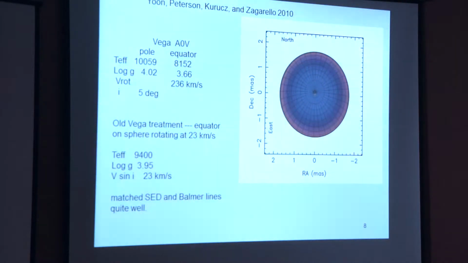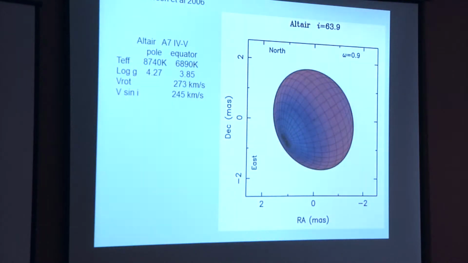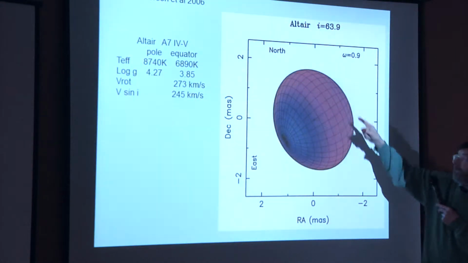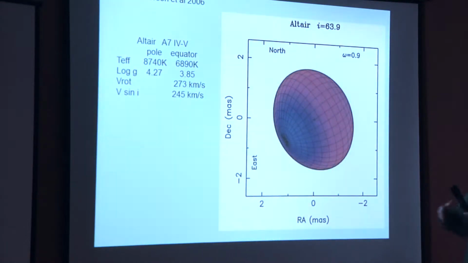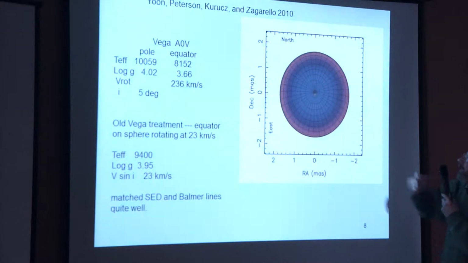However, lately, Yoon, Peterson and Zagarello have used interferometry and determined better parameters with higher quality data, and it's also rotating at 236 kilometers a second. And what we find out is that Vega actually looks like this if you looked at it from the equator. But since we're looking at it pole on at a 5-degree inclination, it looks spherical.